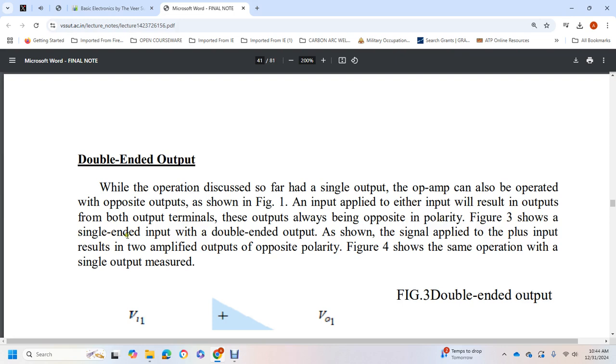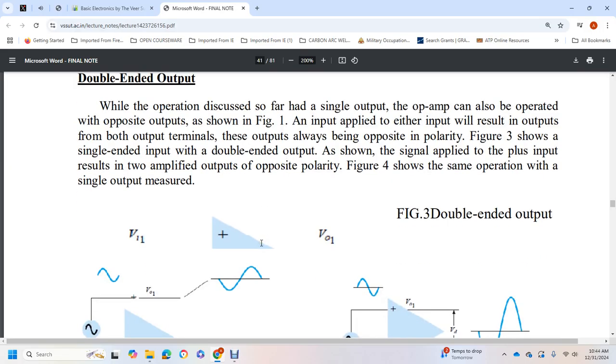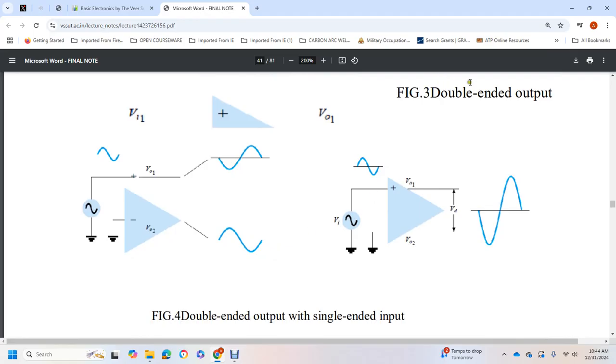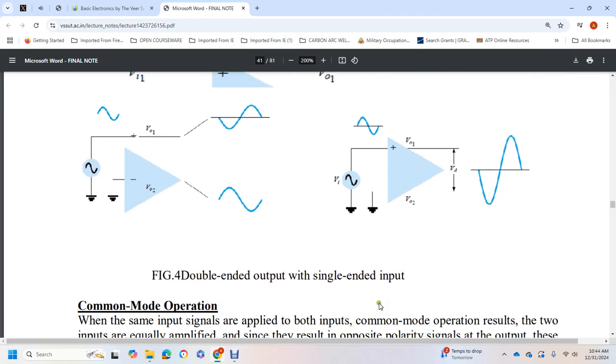Figure 3 shows the single-ended input with a double-ended output. Signal applied to the plus input results in two outputs of opposite polarity. Figure 4 shows the same operation with a single output measured. Figure 3 shows the double-ended output. Figure 4 shows the single-ended output.